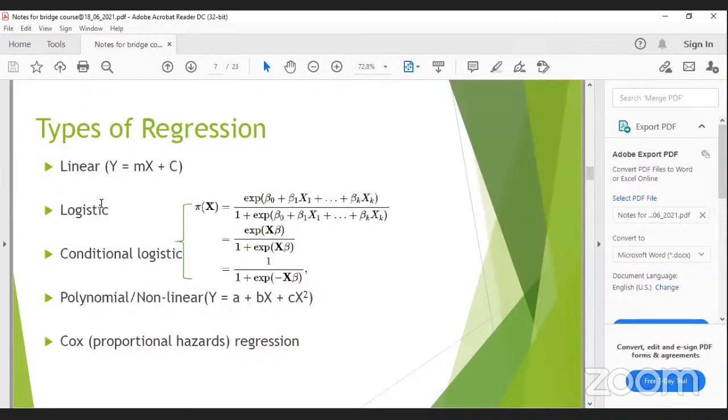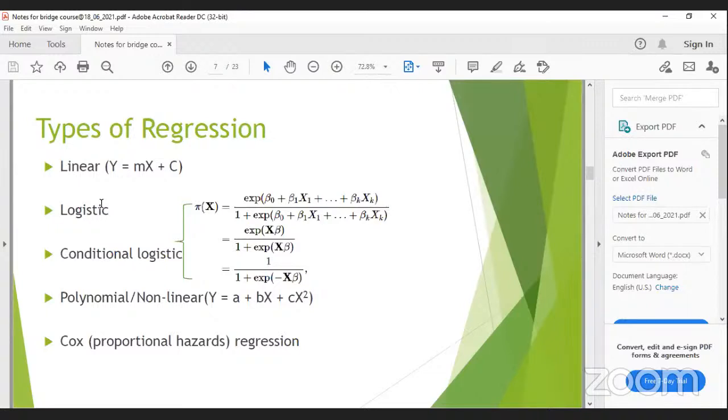What are the types of regression? We have linear regression, which FY, SY and TYBSc students know very well. Y is equal to mx plus c. There are different ways of writing, so I don't go with the notation. You have to understand y is equal to a functional form of x plus epsilon. That functional form can be a plus by, a plus bx, c plus mx, or whatever you like. The form can change. Just understand the linearity between y and x.